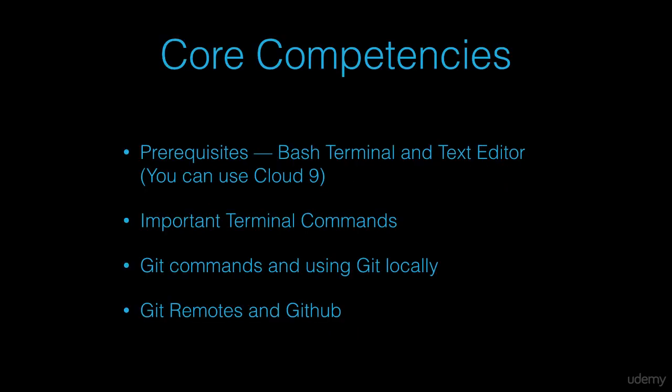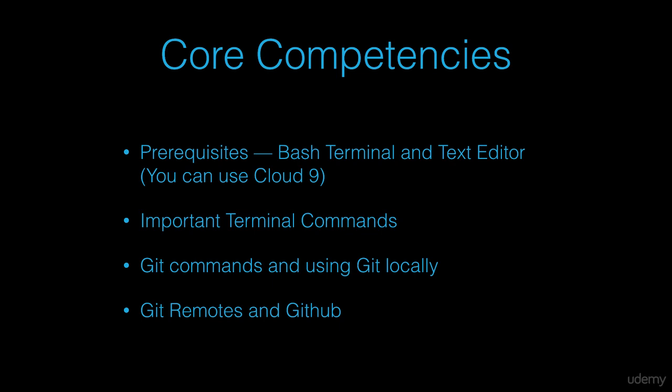The course is split into two main sections: core competencies and advanced topics. In the core competencies section, we start with all of the prerequisites that you need. You'll need a bash terminal that can run Git and a text editor, so if you already have those, feel free to skip the installation chapters. If you are using a Windows machine, we recommend using Cloud9, which we'll cover in the Windows installation chapter. And if you're using a Mac, we'll take you through the steps to access your terminal, and we'll show you the recommended text editor that we use.